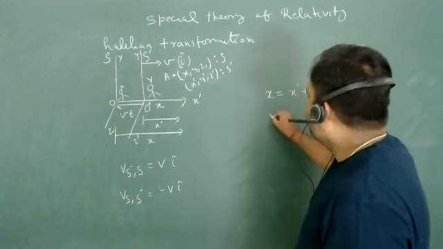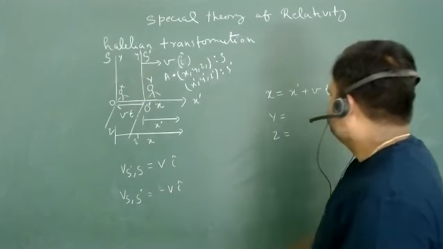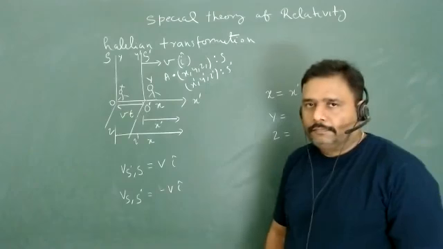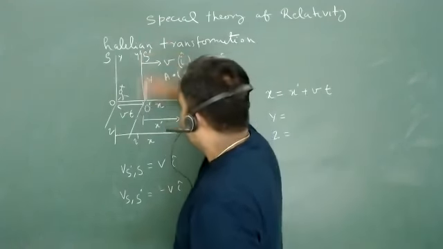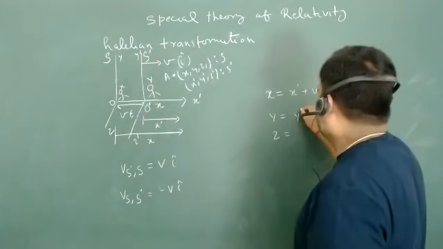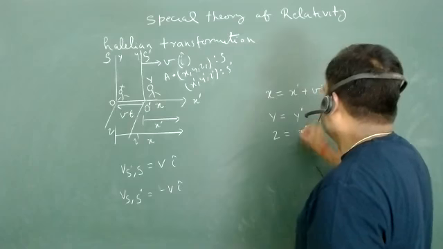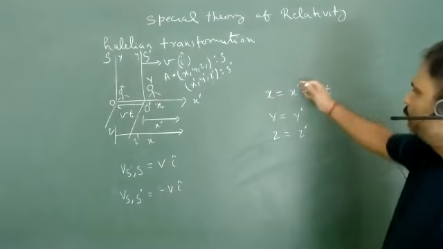And what about y and z? Y dash, Z dash. Obviously, there is not any relative speed in direction of y and z. So you have y is equal to y dash and z is equal to z dash. So we have just written this particular thing.